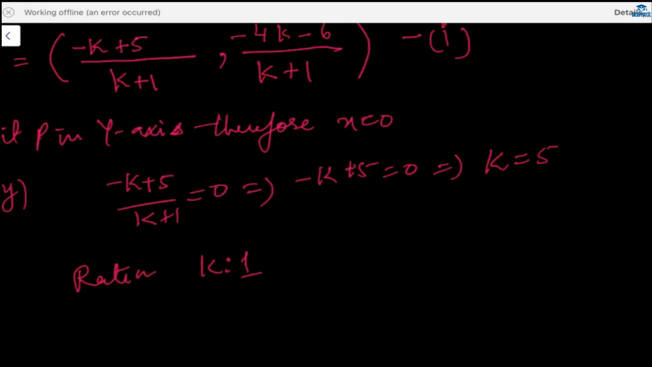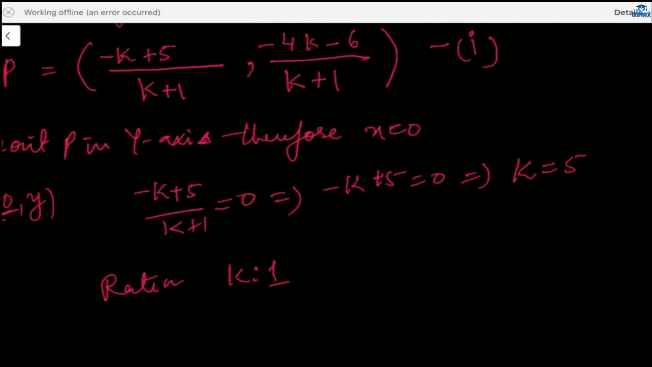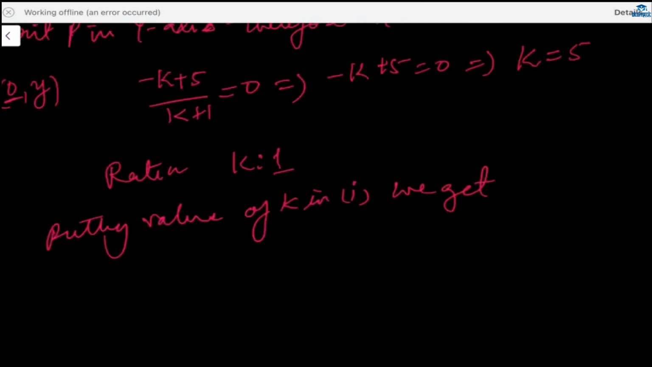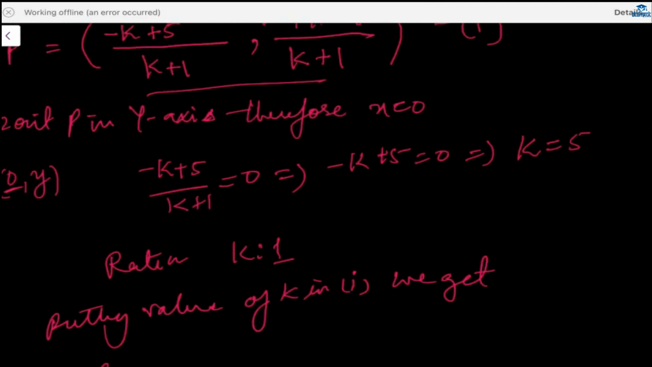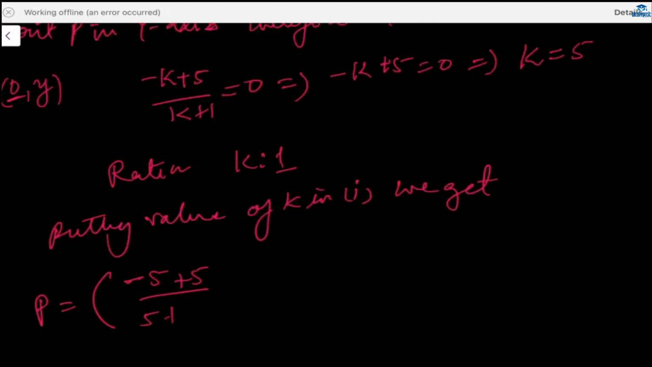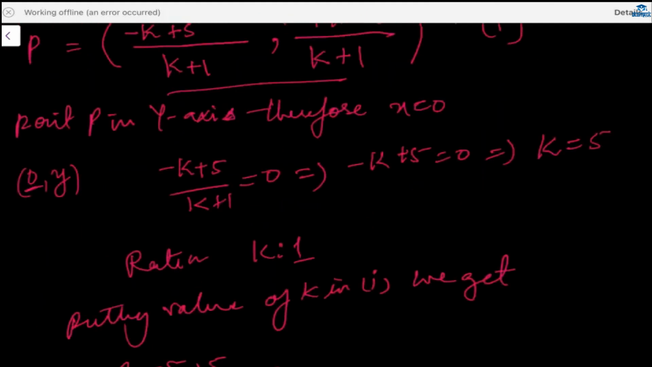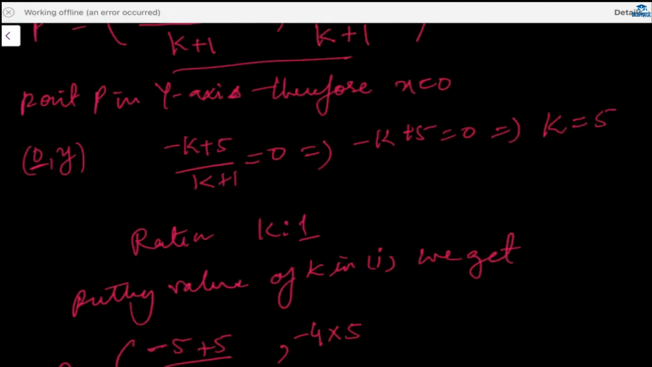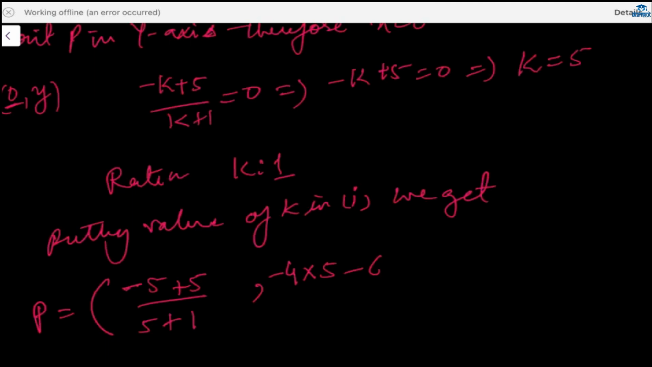Now we are going to put the value of k in the first equation. So P is equal to, if we put the value of k, minus 5 plus 5 upon 5 plus 1, and then for the y coordinate, minus 4k, so minus 4 into 5 minus 6 upon 5 plus 1.